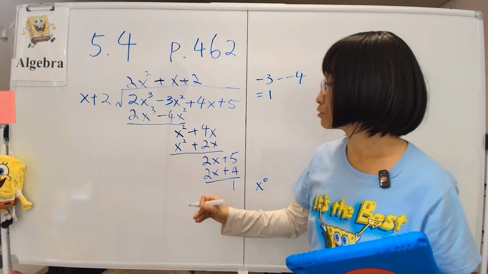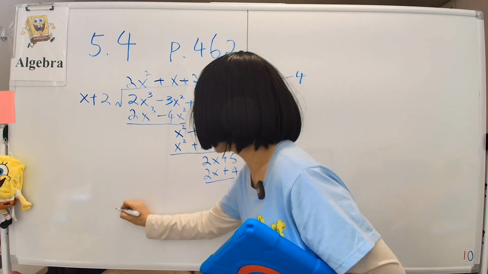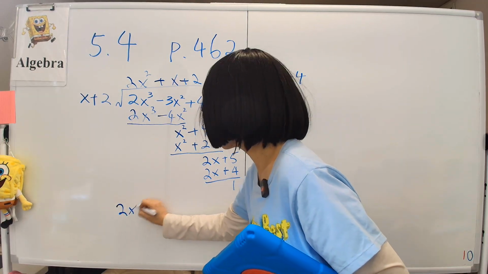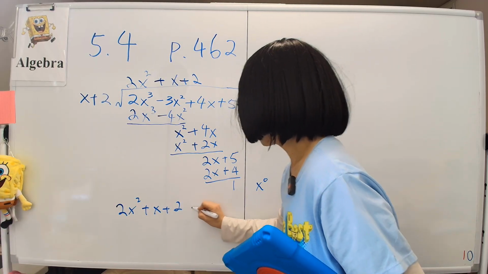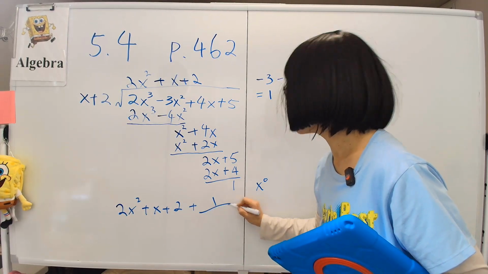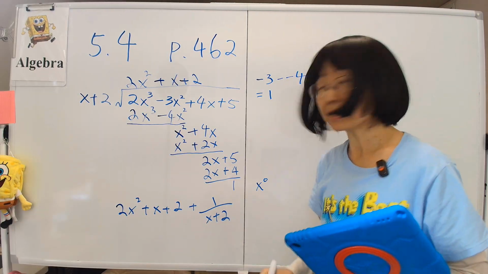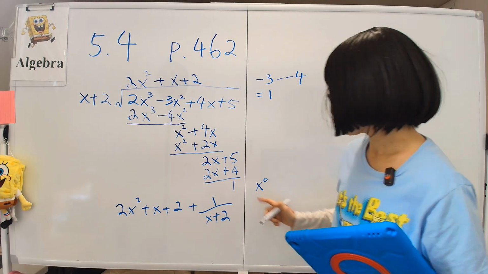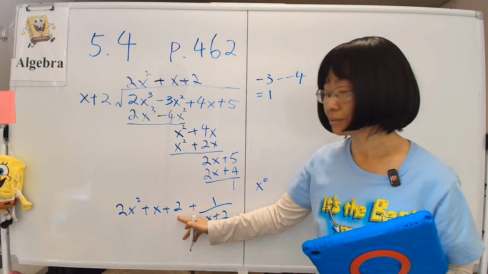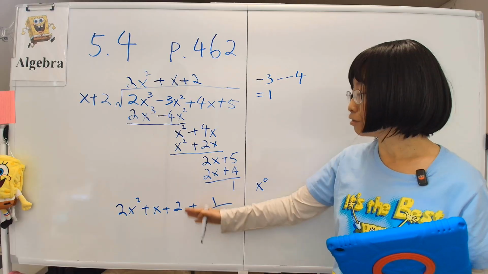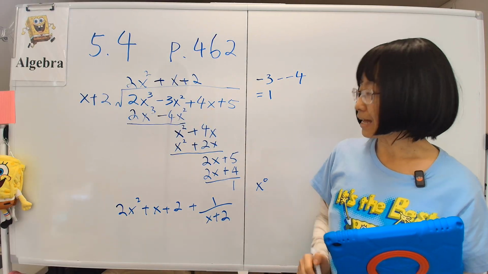So the answer is written like this. This divided by that equals this thing, okay? Let's see, 2x squared, I'll write it down here, plus x plus 2, and then plus 1 over x plus 2, just like regular division. The 1 is the remainder in the division, and that would be the answer. This is the result of the division without the remainder, and the whole thing can be written like this. And that is the result of that divided by that.